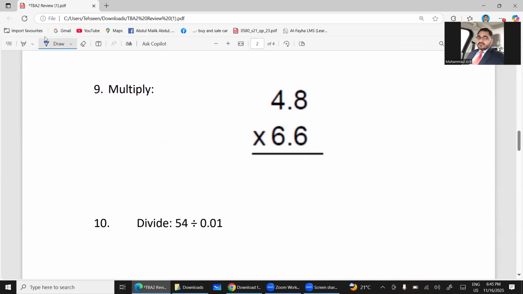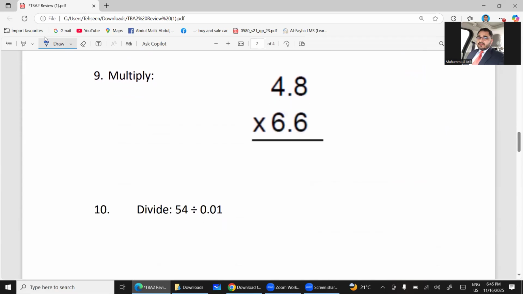Next is question number 9. In question 9, multiply. We are going to multiply this 6 with 8, 48. 8 here, 4 carry to the next number. Now 6 multiply 4, 24, plus this 4 will be 28. Now we need to multiply the digit at the tens place. That is also 6. This 6 we will multiply with 8.